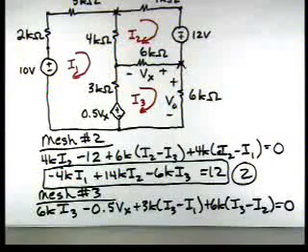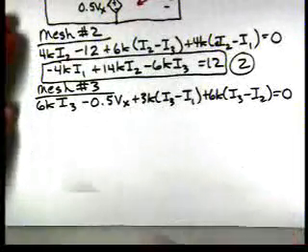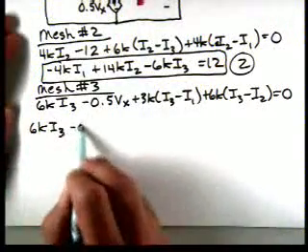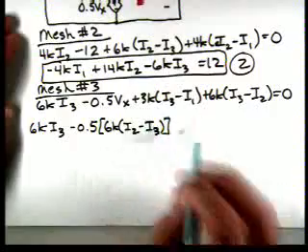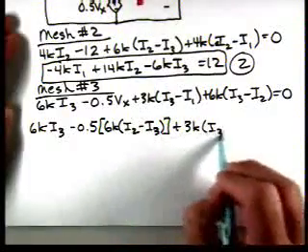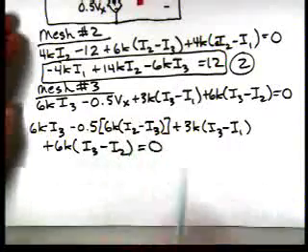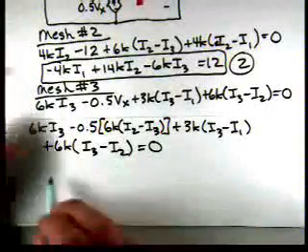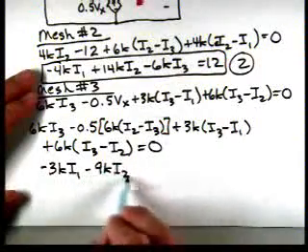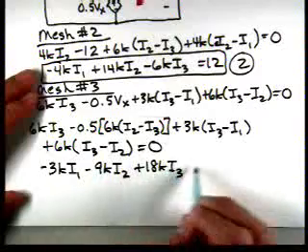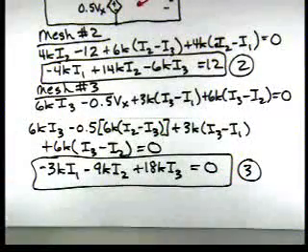Now, let's make the substitution. So we're going to work on this equation some now. So we have 6K I3 minus 0.5 times 6K times (I2 minus I3) plus 3K times (I3 minus I1) plus 6K times (I3 minus I2). And then if we collect up terms, we'll have minus 3K I1 minus 9K I2 plus 18K I3 equal to 0. Okay, there's our third equation.